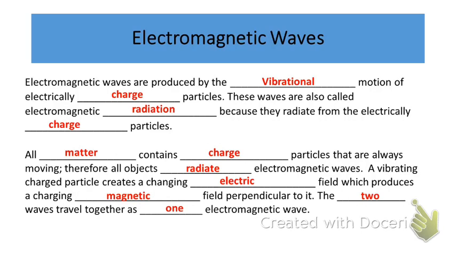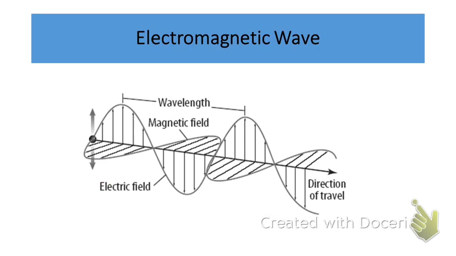A vibrating charged particle creates two types of waves. One is an electric field, which is really an electrical wave, which produces another wave, a magnetic field that is perpendicular to it. So when a charged particle vibrates, it produces two perpendicular waves, one electrical and one magnetic. These two waves travel together as one electromagnetic wave.